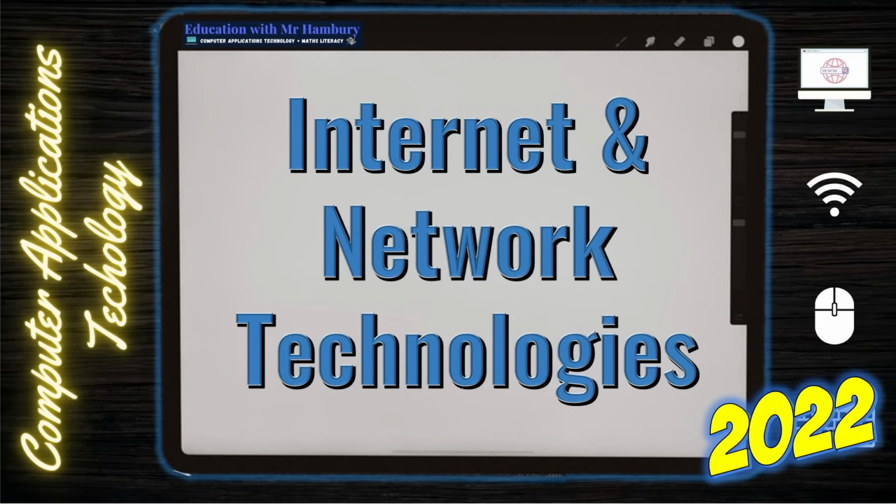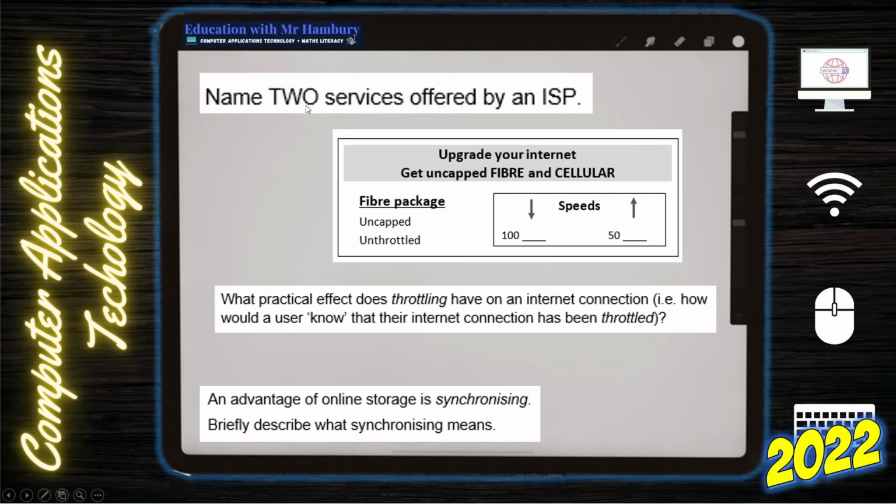Right, the next section deals with the internet and network technology. So they're going to be asking you about the internet itself, networks, how they work. Here you can see, first question, name 2 services offered by an ISP. What's an ISP? That is your internet service provider. What do they do? They do website hosting. They sell you access to the internet itself. They can do email hosting as well. So any of those things.